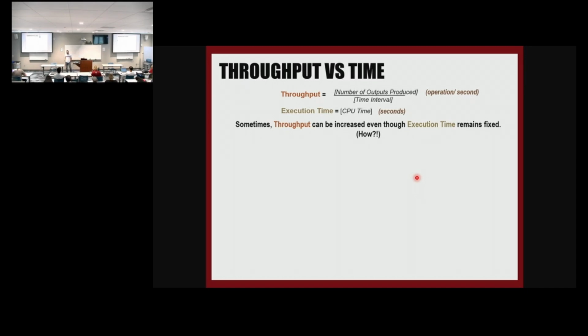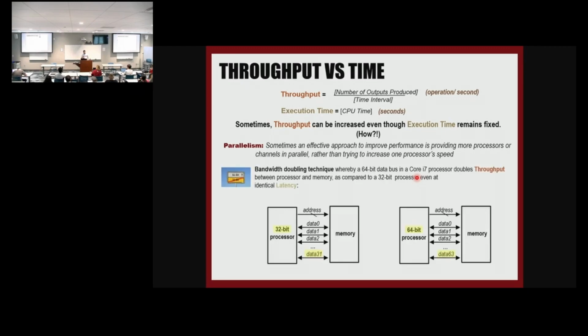When it gets to, I think, module 9, when we talk about parallel processors, we talk about multi-threading. We talk about these concepts. So parallelism is one way of improving the throughput without improving the processor performance, right? But there can be simple ways too, like this. So this is something like a bit-to-bit bandwidth doubling technique.